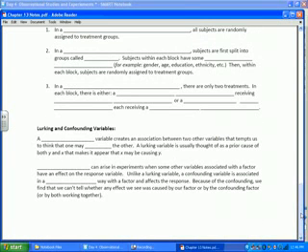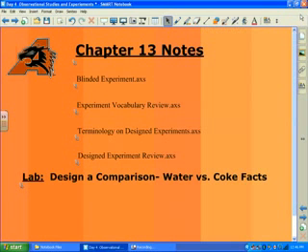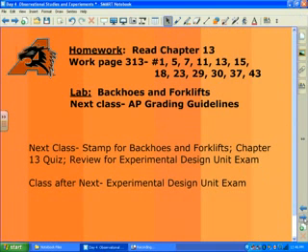Okay, that's it. We're going to skip lurking and confounding. Lurking and confounding are a similar way to get the vocabulary mixed up, but it's not a big deal. Shoot, you need this assignment. Write this down.